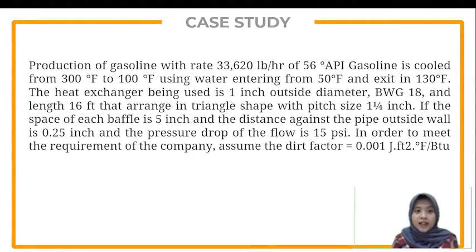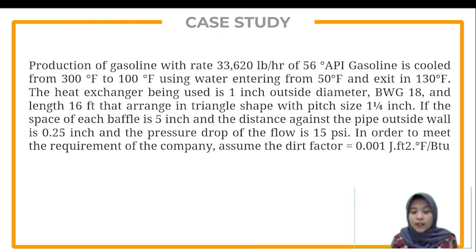This is our case study, the production of gasoline at a rate of 33,620 pounds per hour. 56 degree API gasoline is cooled from 300 Fahrenheit to 100 Fahrenheit using water entering at 50 Fahrenheit and exiting at 130 Fahrenheit. The heat exchanger being used has a 1 inch outside diameter, BWG 18, and length 16 feet, arranged in a triangular shape with a pitch size of 1¼ inch.